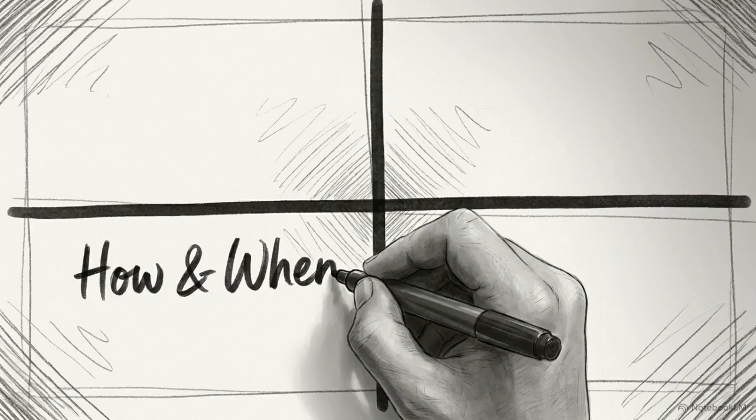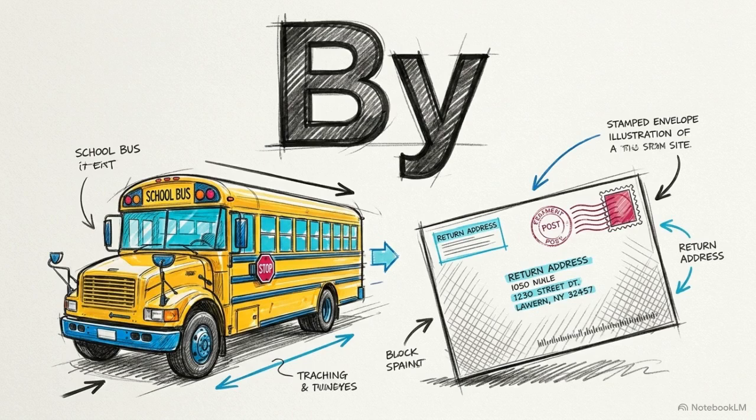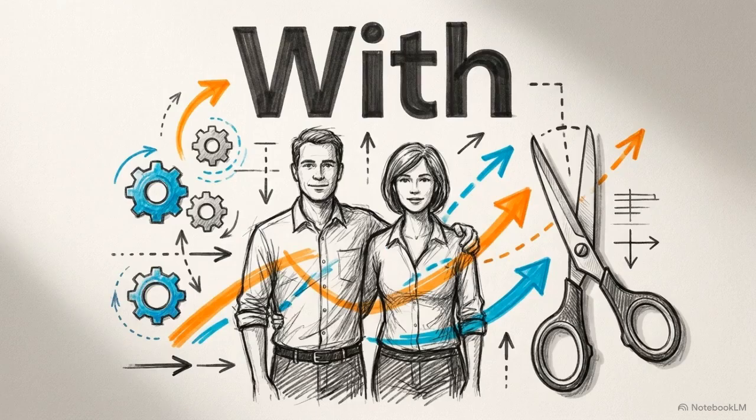Drop down to the bottom left quadrant. Title this section How and When. By dictates a method of transport. You travel by bus or by post. With means you are using a tool, like cutting with scissors, or are in the company of someone.